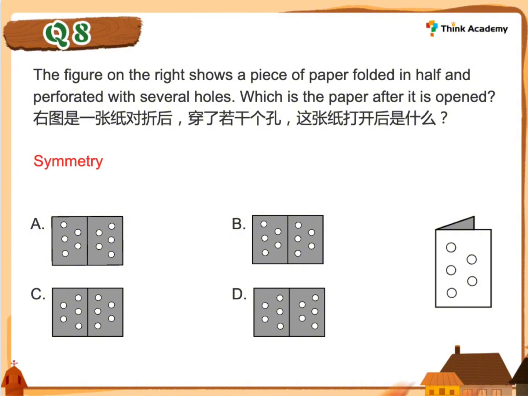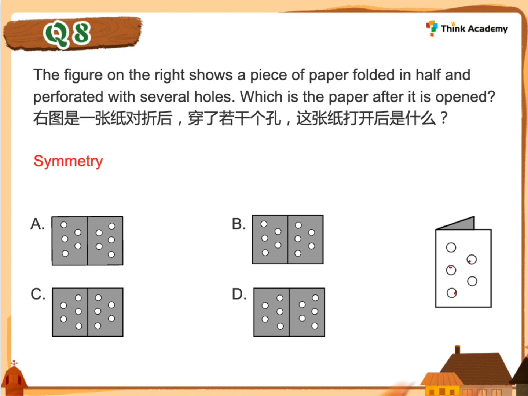This question tests the symmetry. The figure on the right shows a piece of paper folded in half and perforated with several holes. Yeah, holes. 1, 2, 3, 4, 5. 5 holes. Which is the paper after it is opened?